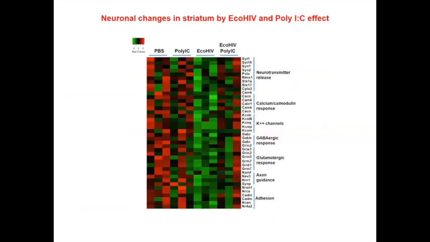That is just an example of the synaptic dysregulation that I was telling you we see in eco-HIV. And when we have the treatment, we have a restoration, partial but significant, of many of these gene families, like neurotransmitter release, synaptic GABAergic or glutamatergic response, or axon guidance.